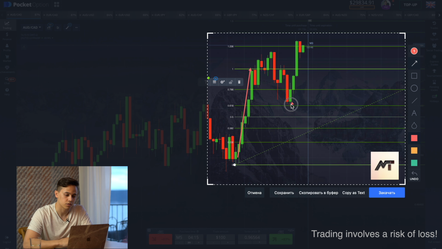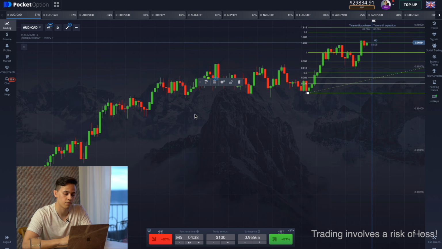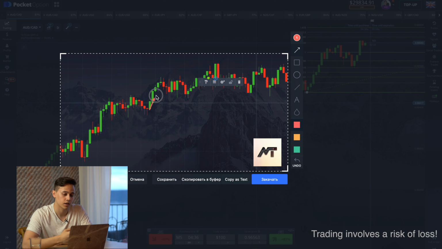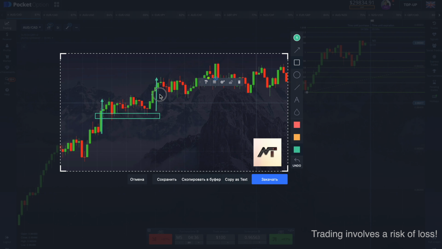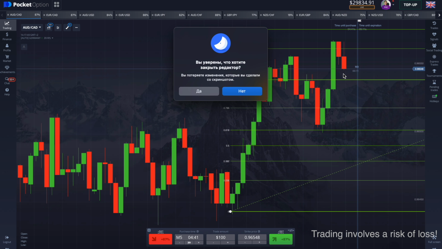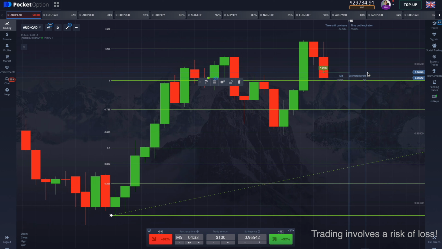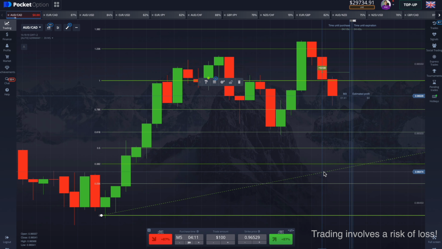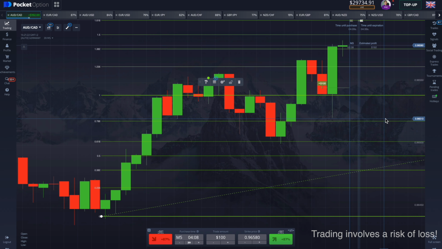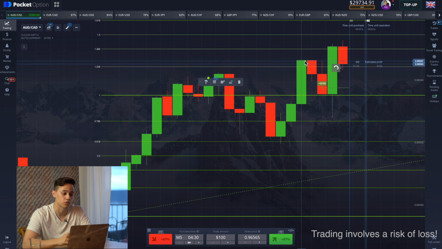As you can see, the level is also formed by a middle of the impulse. And by the way, here are a few more examples of the fact that the middle point of a strong impulse is a good level of support or resistance. As we can see, price started to grow exactly after reaching our level.